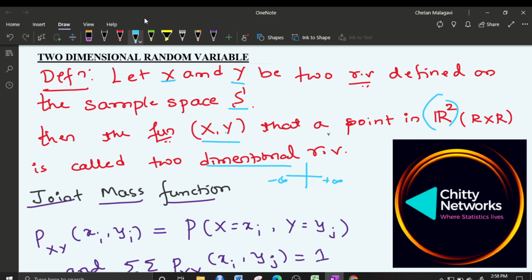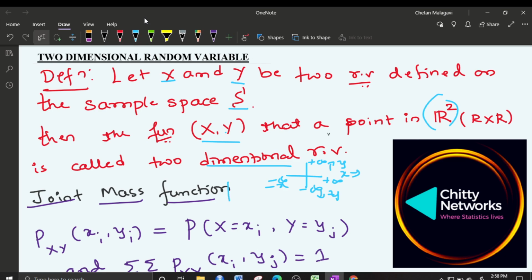two-dimensional, minus infinity. So this is the x-axis, positive x-axis, and positive y-axis, negative x-axis, and here it is negative y-axis. So this is R square. So if (X, Y) assigns a value in this space or in this plane, that is called a two-dimensional random variable.